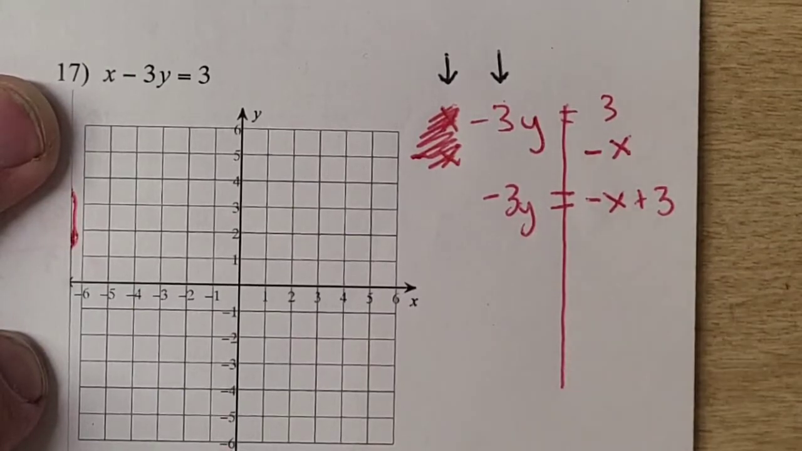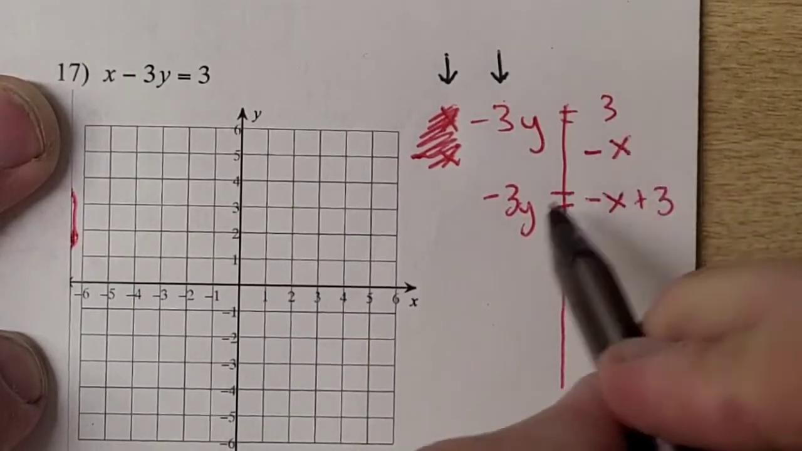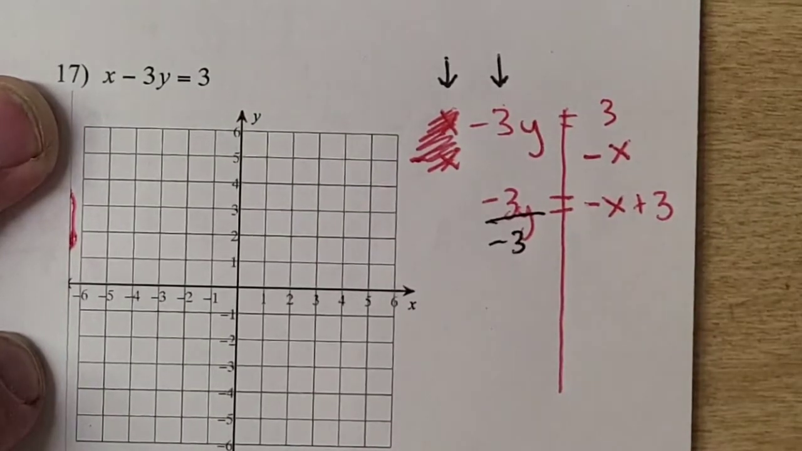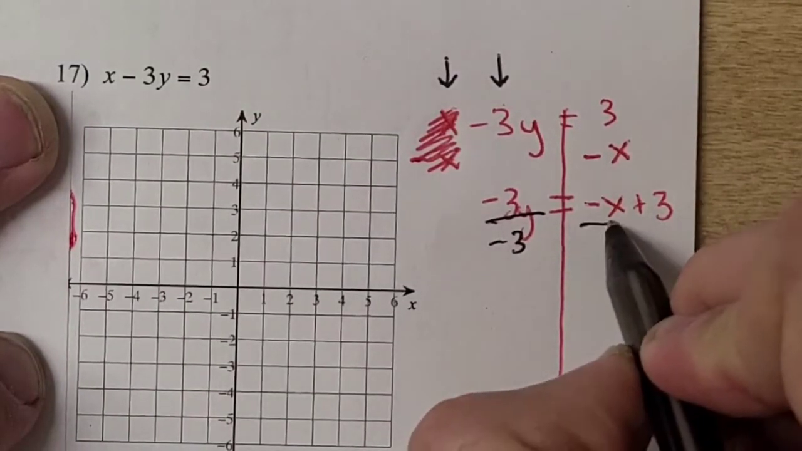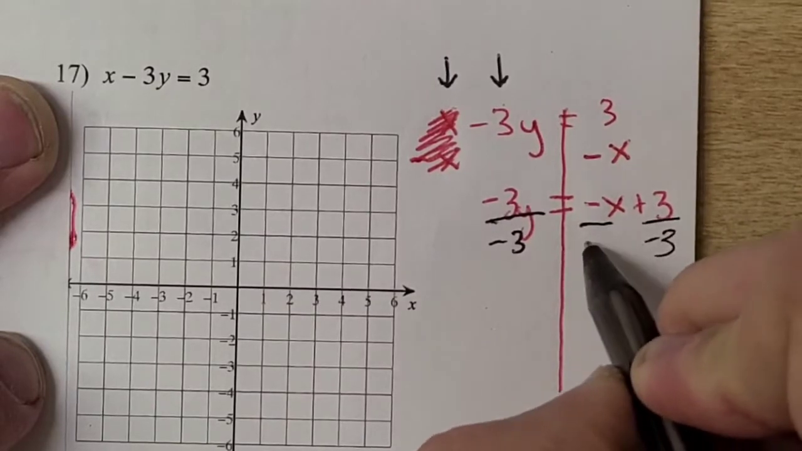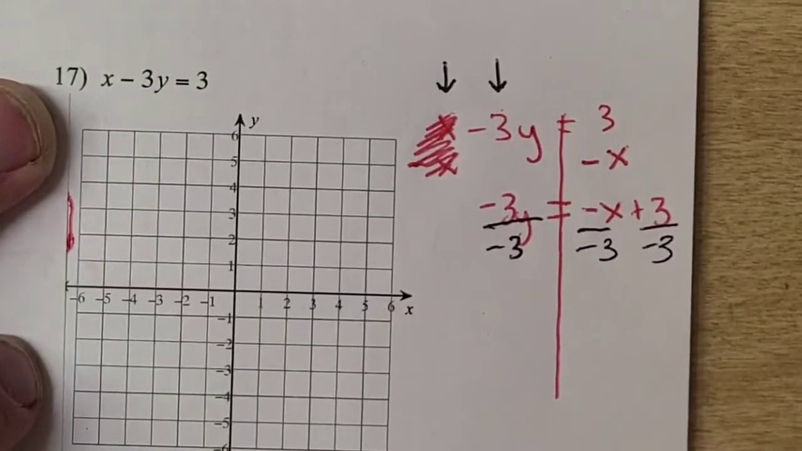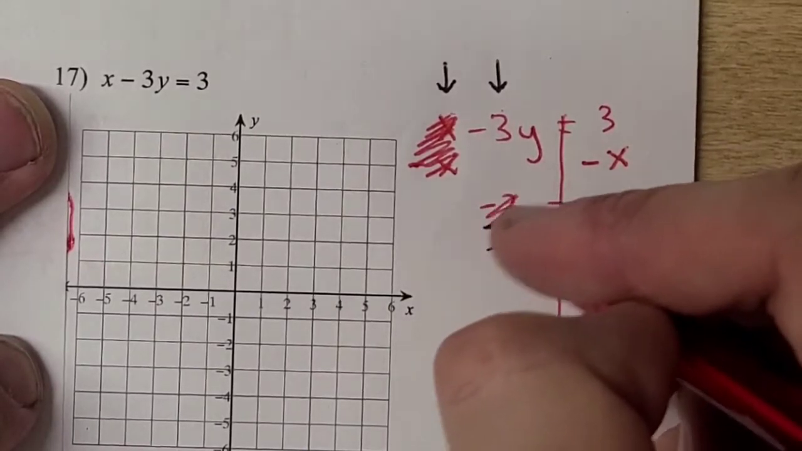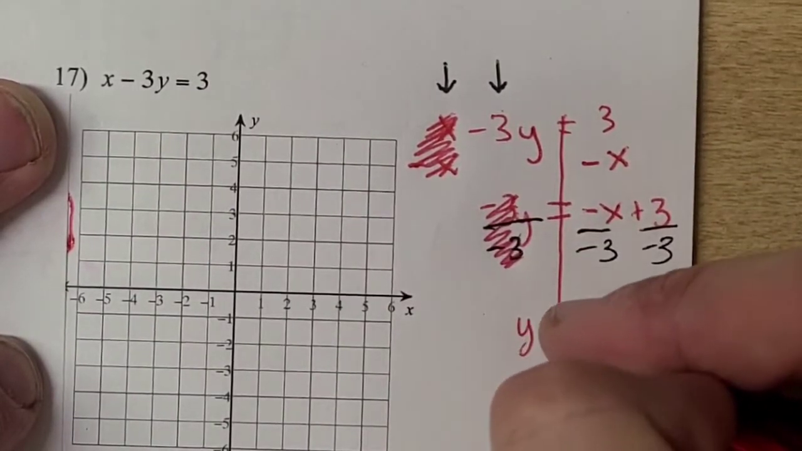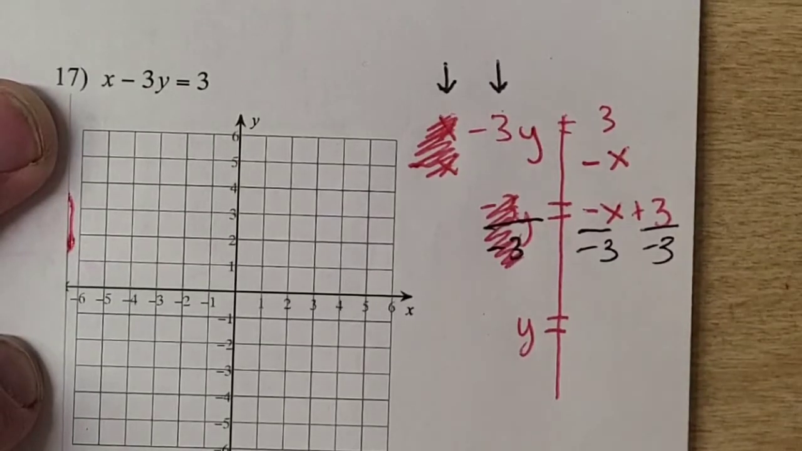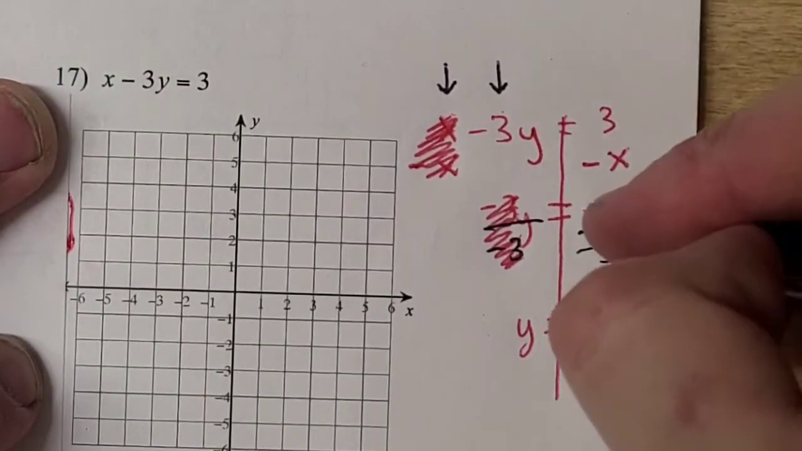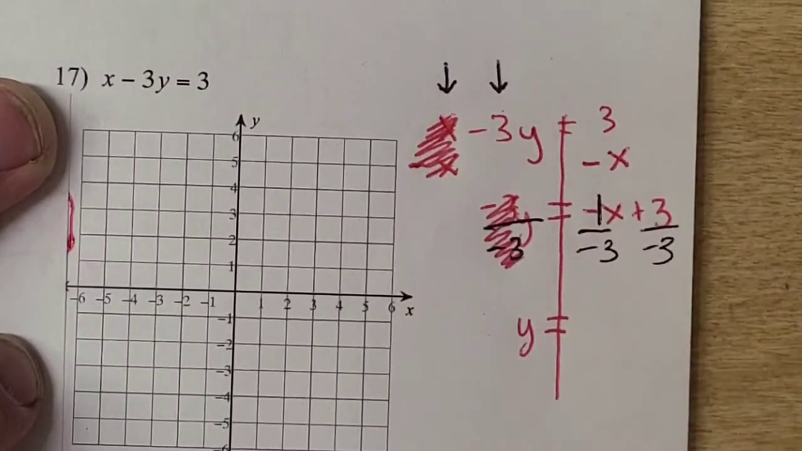Now, to get rid of this negative 3 in front of the y, I need to realize that's multiplication, and so I need to divide. Here's the weird part. You're going to divide each piece over here by negative 3. Each piece. So this is going to go away, and I'm just left with y equals. Then I'm going to take it one piece at a time. Now don't forget, in between the negative and the x, there is a 1.